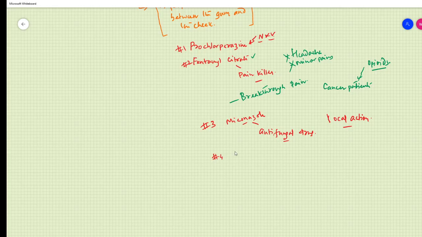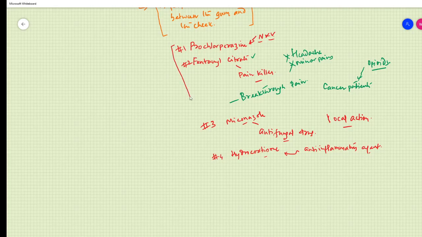The other example would be, say, hydrocortisone. Again, hydrocortisone is an anti-inflammatory agent. So if there is an inflammation in the mouth, you can again have it for local action. So these are the examples.